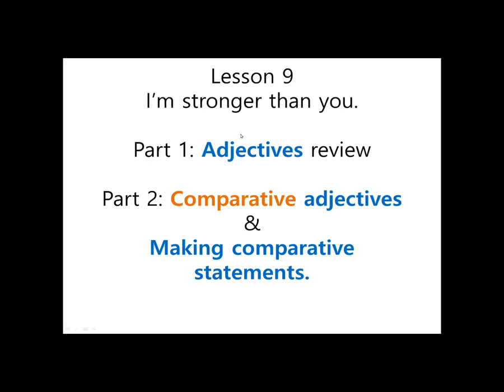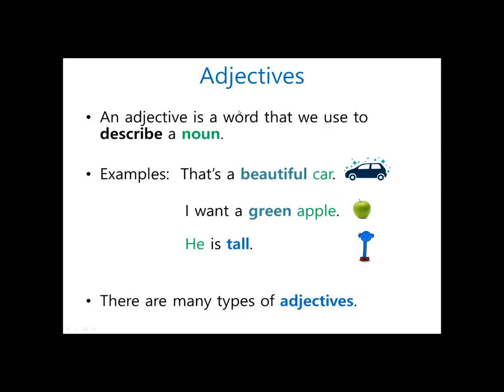Okay, quickly, an adjective is a word that we use to describe nouns, and comparative adjectives are adjectives we use to compare two things, and then making statements is how we put this all together. Okay, so let's start with our adjectives. So adjectives. What is an adjective? An adjective is a word that we use to describe a noun.